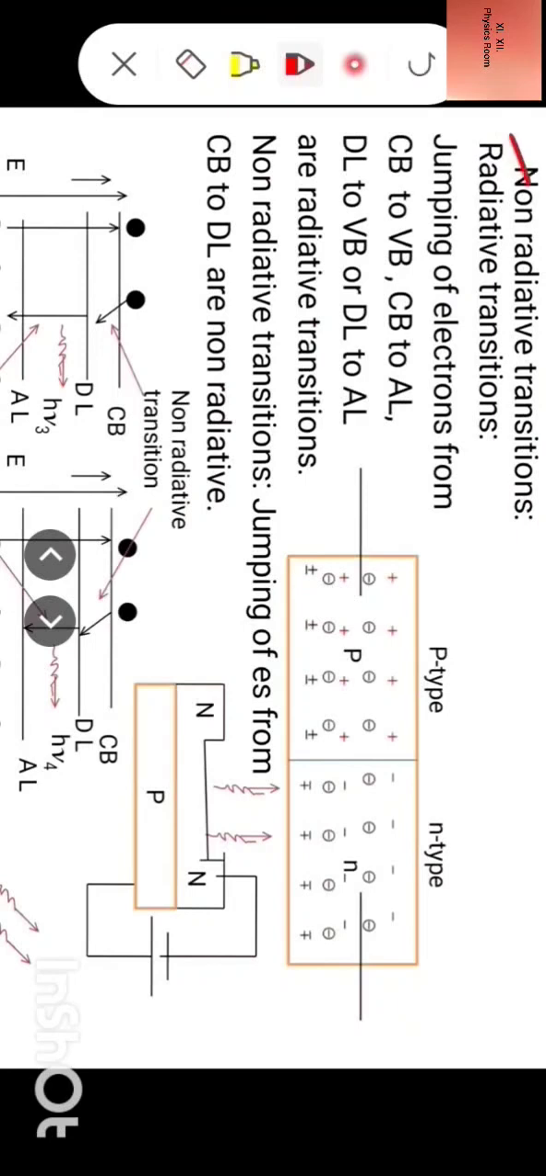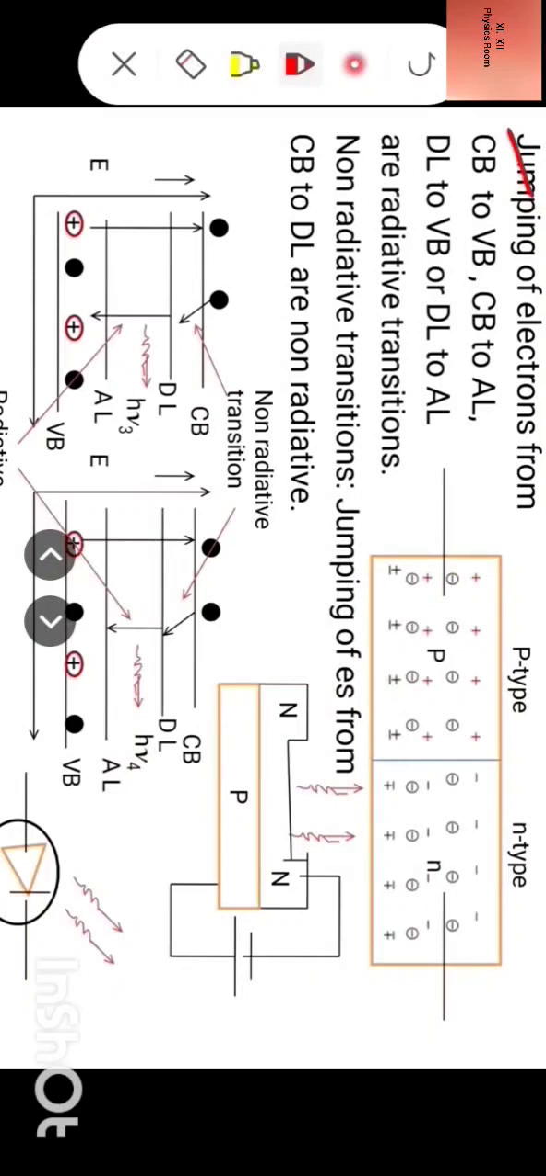Now we try to understand non-radiative transitions. First we develop the concept of radiative transitions. Jumping of electrons from conduction band to valence band, conduction band to acceptor level, donor level to valence band, or donor level to acceptor level are radiative transitions. Now, non-radiative transitions. Jumping of electrons from conduction band to donor level are non-radiative transitions.